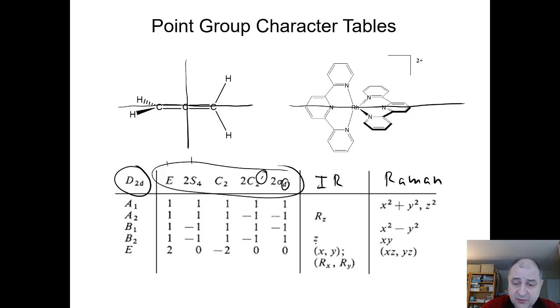And so what that means is for the Z translation of a molecule in a D2D, we have a symmetry pattern that is symmetrical with respect to the identity. It's anti-symmetrical with respect to the S4, and then it's symmetrical and so on. If you have a plus, it's symmetrical with respect to that particular operation. And so that's just the initial overview of a character table. We'll come back to that. We'll look at what these are. These are called the Mulliken symbols, and so those are here.